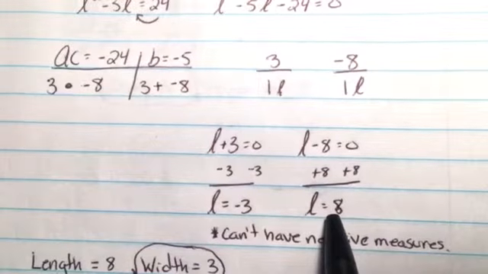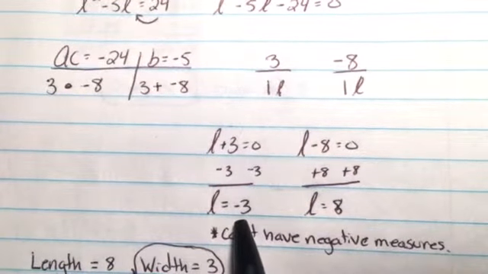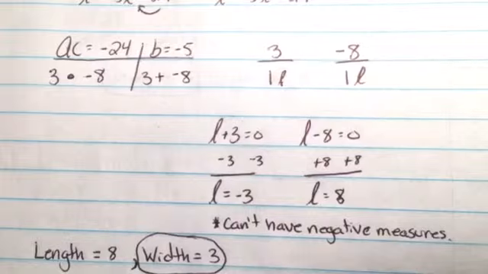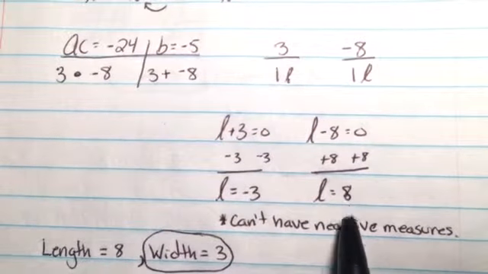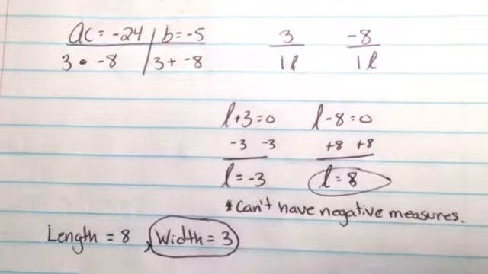Now, what were we talking about? A length and a width of a rectangle. Can you have a negative measure? No. Can't have a negative measure. You can't have negative measures. You can only have positive measures. So we use the 8. That's the one that we are looking at, not the -3.